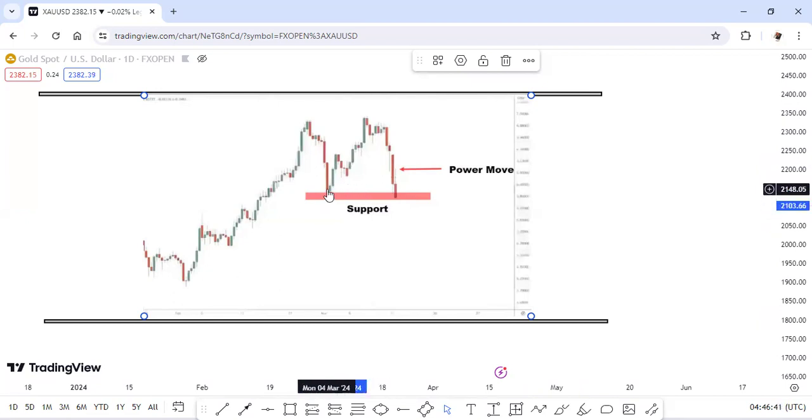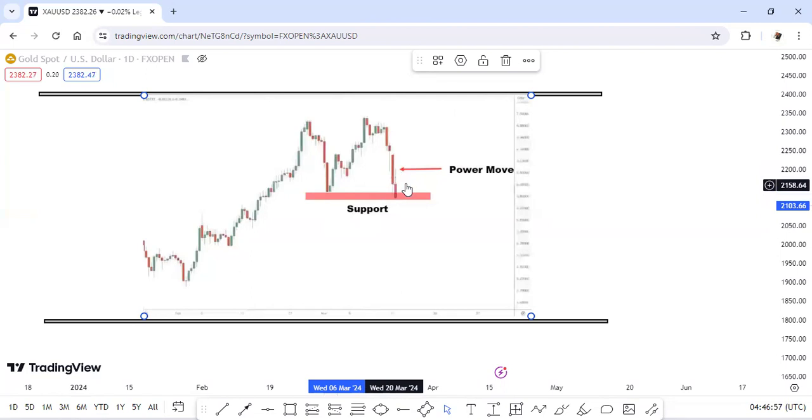They are just waiting for this particular zone to go long. You see, this is why I consider it a power move to a support. Similarly, flip it to the other side, and you will see that they are also a power move to a resistance zone.